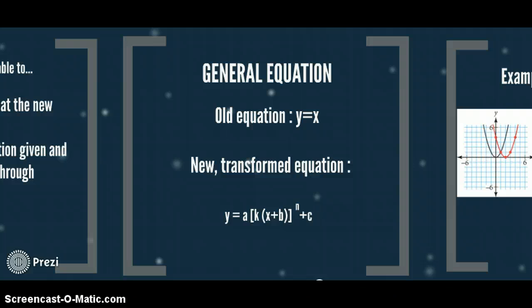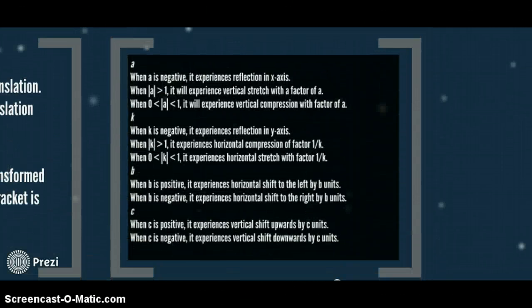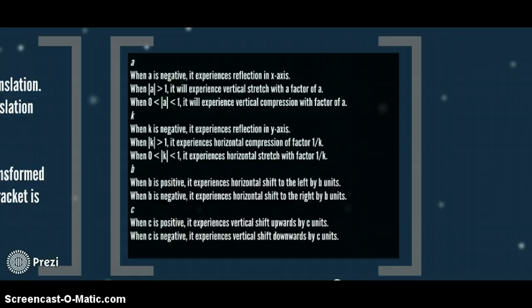General equation. This will be the equation that you will always see in your questions. Examples of transform graphs. The black line will be the old graph and the red line will be the new transform graphs. A, K, B and C are your parameters.